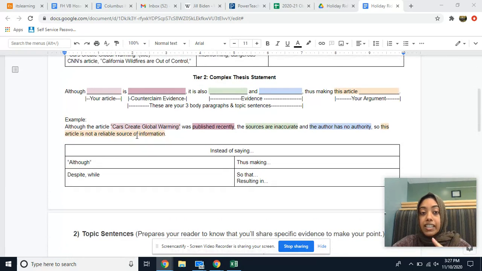If you choose to do the complex thesis statement, you're going to have 2 pieces of evidence to support your argument, but you are also going to have 1 piece of counterclaim evidence, which pretty much says, all right, this article was published like a month ago, so it is relevant, it is recent, it has currency, but the sources are still inaccurate and the author has no authority. So this is what your article would look like in that case. Although your article was published recently, the sources are inaccurate, the author has no authority, so this article is not a reliable source of information. It's all color-coded. Follow the colors, look at the example, and plug and chug your own ideas and thoughts, and you're going to be good to go.